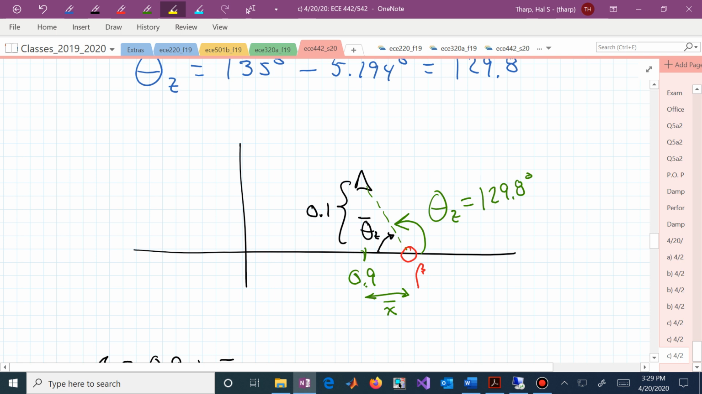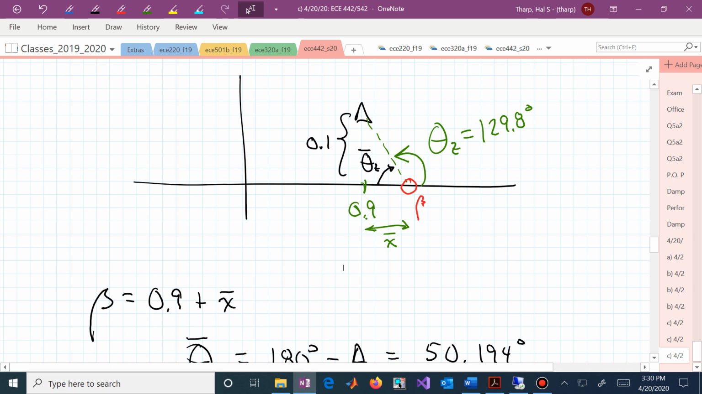We know theta z. We know this flat line is 180 degrees. We can use our supplementary angle determination and solve for theta sub z bar. We know beta is going to be this 0.9 plus whatever that distance is, x bar, and that needs to be and will be to the left a little bit of this pole that was due to our PI controller at z equal to 1. I'm not showing the other pole, which was clear over here at 2.